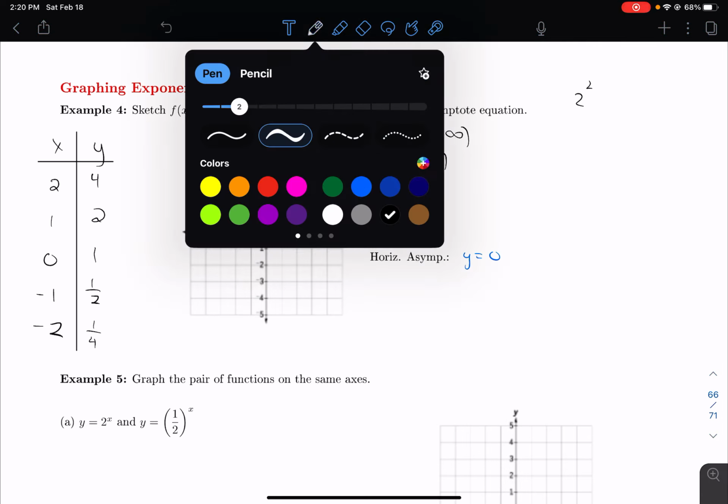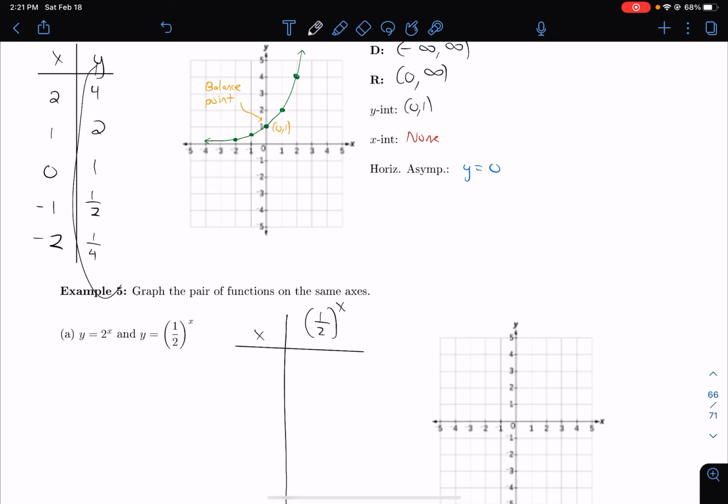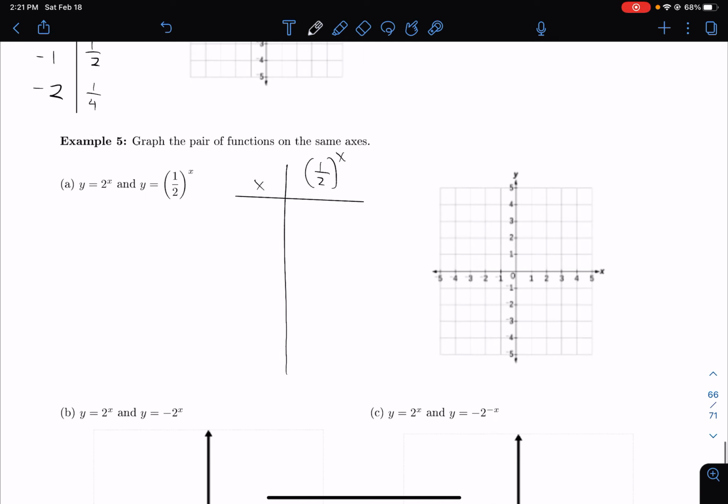All right, let's take a look at another example. For the next one, I want to graph 2 functions on the same axes: y equals 2 to the x, and y equals 1/2 to the x power. For 1/2 to the x power, let me make a table of values: what x is, and then what the y value is. For the y value, I'll just write 1/2 to the x power, so I don't confuse them with the y values I was writing here. I'll plug in the same x values, 2, 1, 0, -1, and -2.